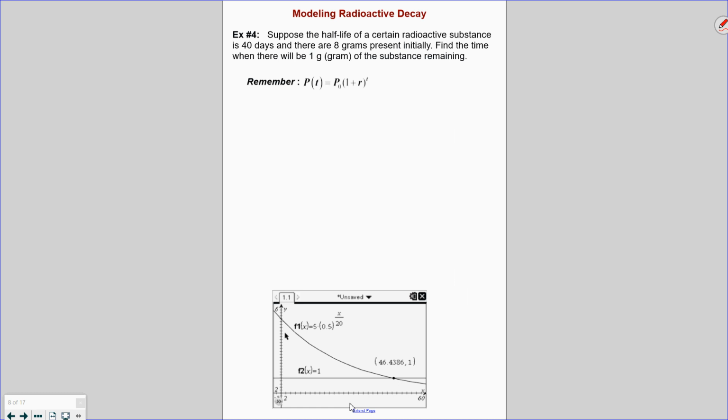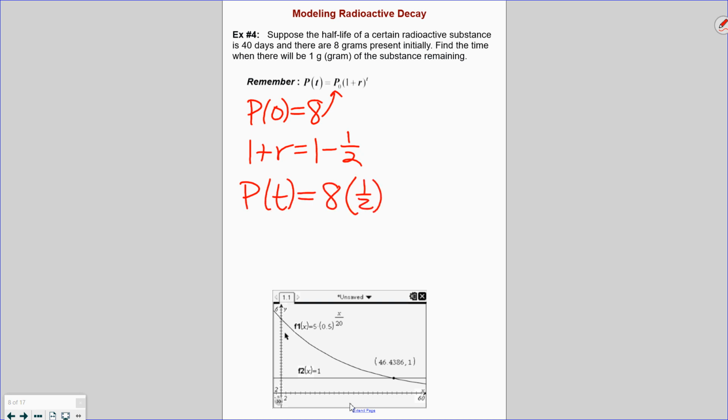So we want to remember that we have that equation, and we know that if you plug in 0, we get 8. So that means that's the initial condition, and we know that it's decay, and the base is 1 plus r, but it's decay, so it's 1 minus the rate, which is half. We have half of it left. And so we're going to end up with the equation being 8 times 1/2, because 1 minus a half, and then your time interval is t over 40.